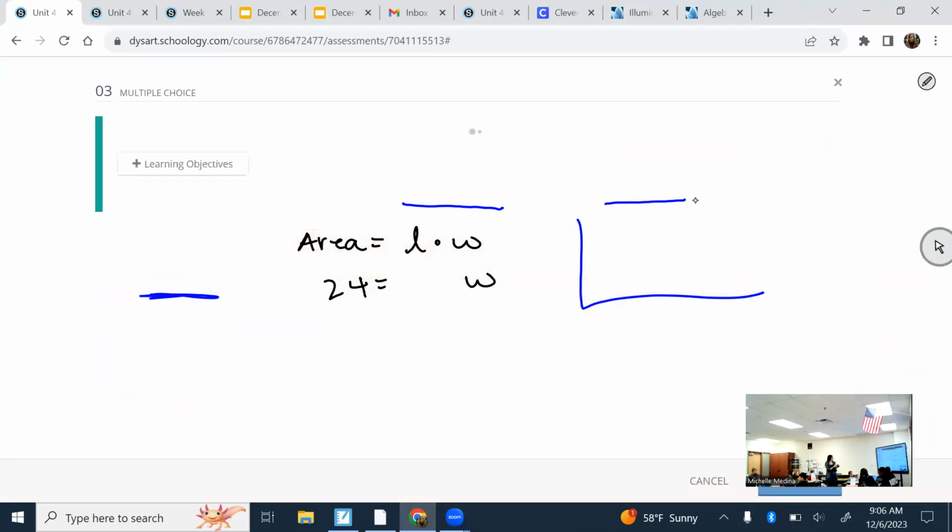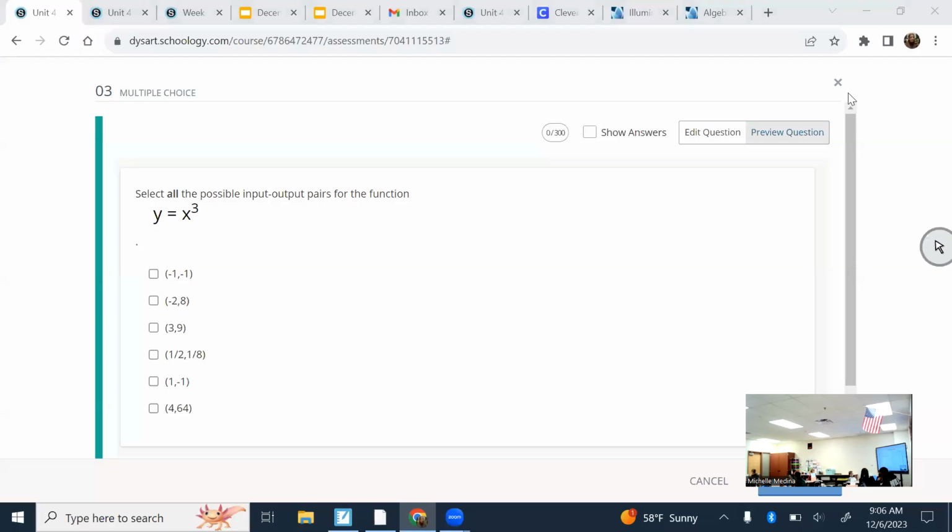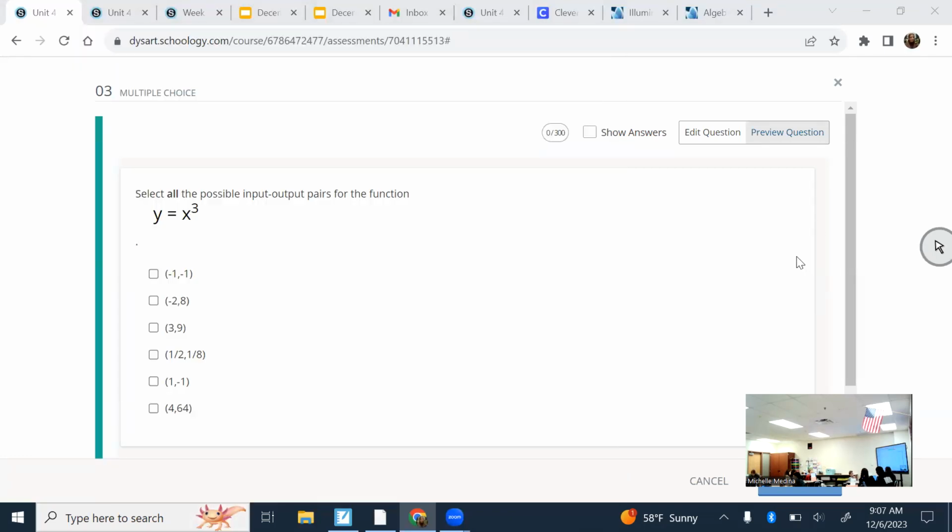Number 3. Same practice, but number 3. So select all the possible input output pairs for the function y equals x cubed. All right, so you could do a few things. One thing you could do, which may or may not be easier, is you could type this into Desmos and then see if each of these coordinates were on the line. Because then if they were, they would be input output pairs for the function. This equation isn't too bad though. We could also do it by hand, or we could still use a calculator for the math part.